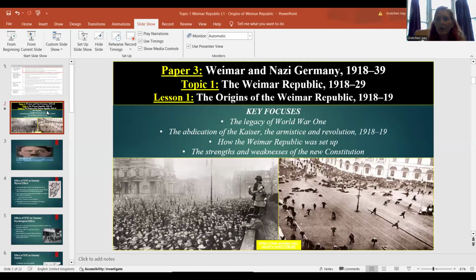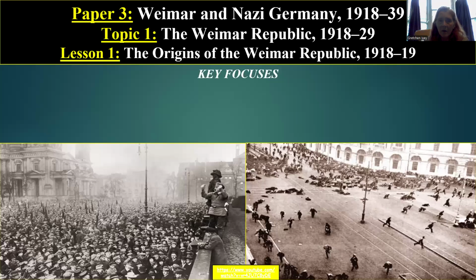We're getting a little ahead of ourselves there. Okay, so this is actually part of a GCSE paper. This is paper 3, and this is one of the depth studies. So yes, paper 3, this is Weimar and Nazi Germany.